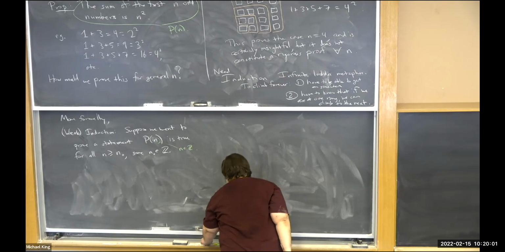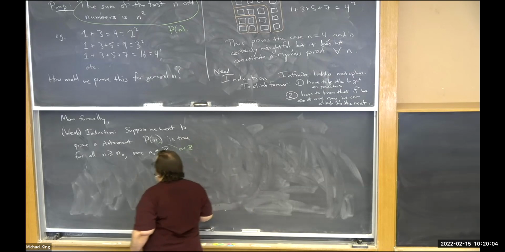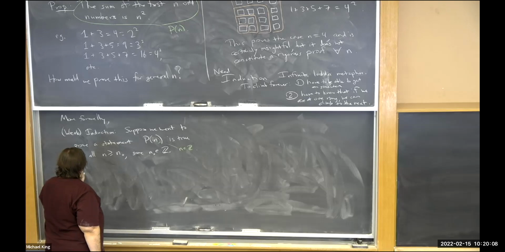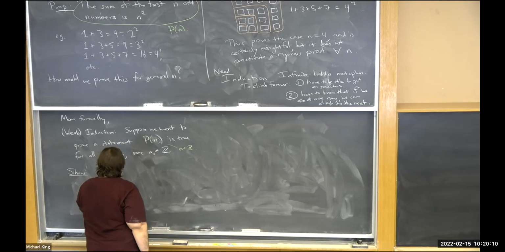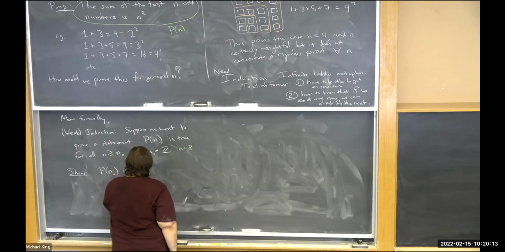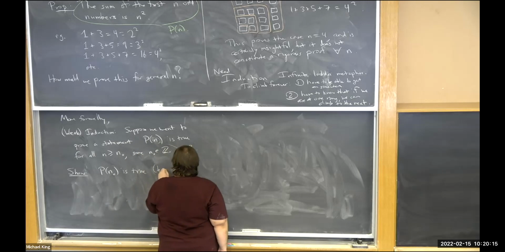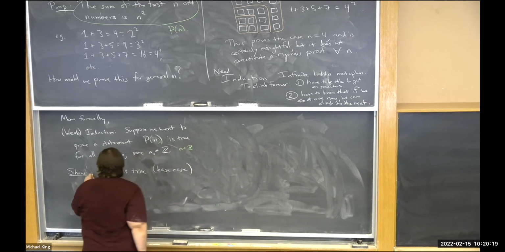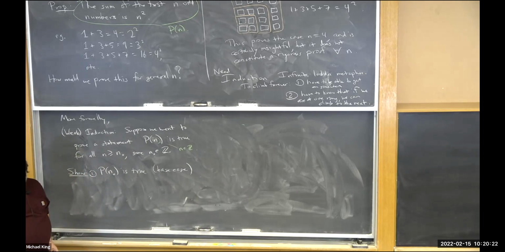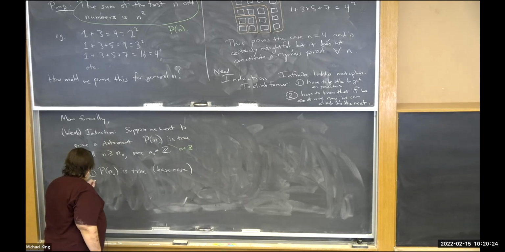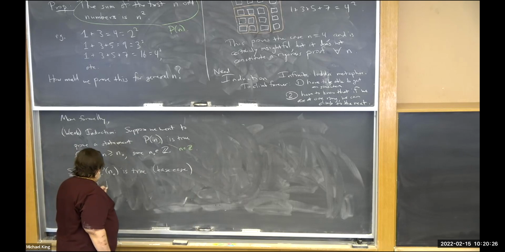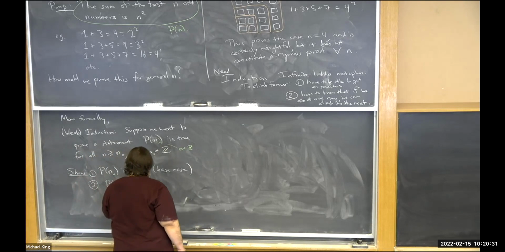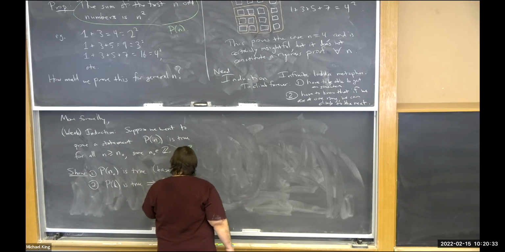First, show P of n naught is true. The initial case is called the base case. That's the first thing we have to show. That's the whole getting on the ladder part of the metaphor. And then we have to show that if P of k is true, it implies P of k plus 1 is true.